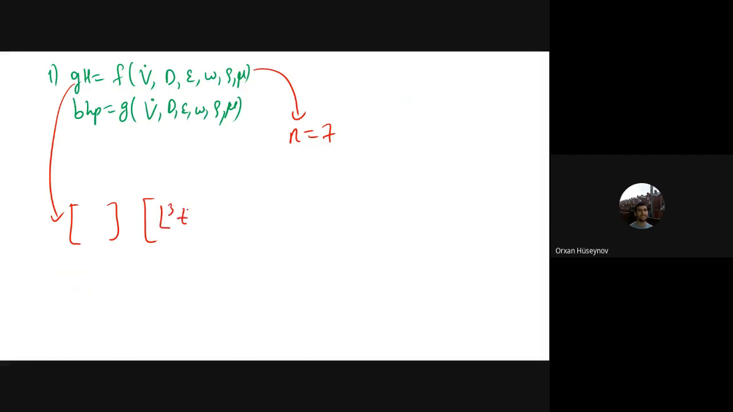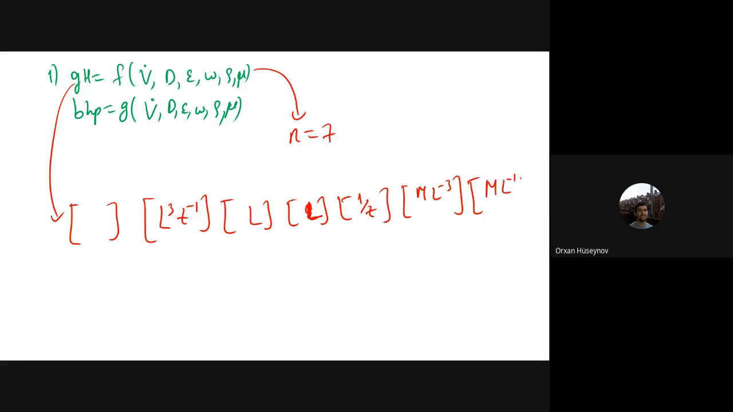So L^3 T^-1, and the diameter is L, epsilon is L, and omega is 1 over time, and rho is mass, length to the power of -3. And then you have the viscosity, which has a unit of kilograms per meter second, and therefore you will have mass, meter^-1 and time^-1. Okay. This one is viscosity, this one is rho and omega and epsilon and diameter and V dot.